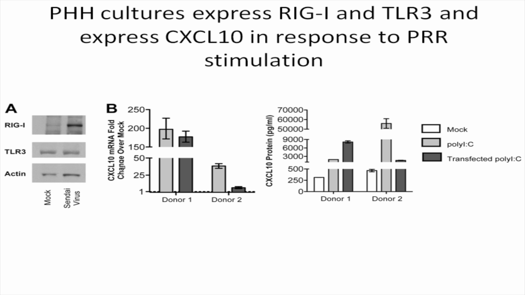that both of these preparations express both RIG-I and TLR3, and that these two donors respond to a TLR3 trigger with poly-IC or a RIG-I trigger by transfecting poly-IC, and they both induce CXCL10 mRNA, although there is, as you'd expect, donor-to-donor variation in the response. But this also correlates at the protein level. So these primary hepatocytes have RIG-I and TLR3. They do what we think they should do when they sense HCV or when they sense RNA.